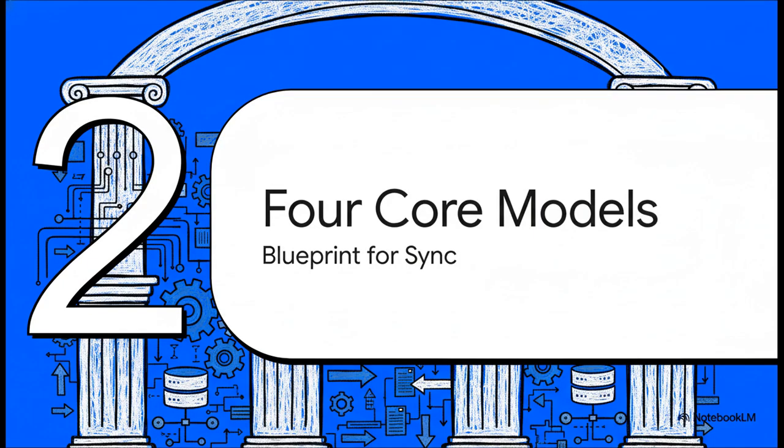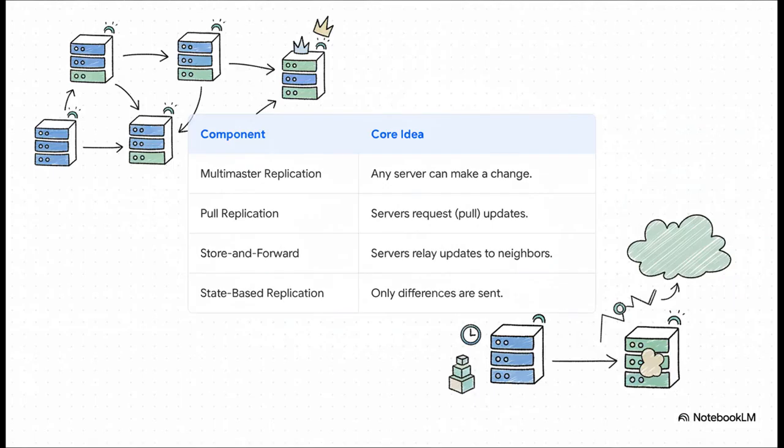Nope. It's actually a beautifully designed system that's built on 4 core ideas. 4 foundational strategies that all work together. You can think of them as the 4 pillars holding up this entire structure of data consistency. So here they are: multi-master, pull, store and forward, and state-based replication. Now, each one of these solves a very specific piece of the puzzle. Let's break down what each of these really means, one by one.